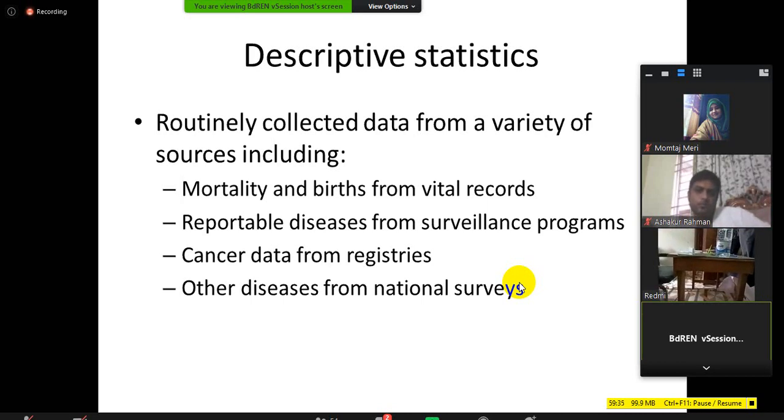সাইন আউট হয়ে যান। ঠিক আছে, ওকে। So there are 4 categories of register, 3 categories.